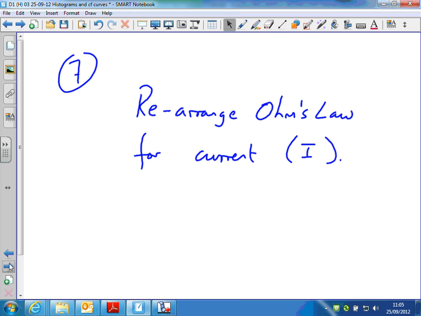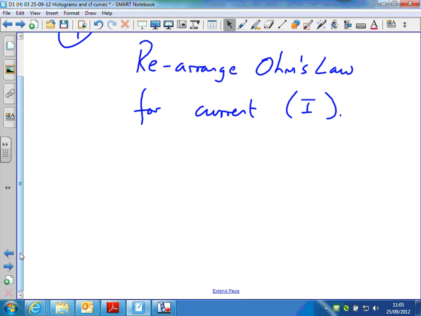Final question. Rearrange Ohm's law for current. Anybody remember Ohm's law? V equals IR. How do I rearrange that for current? I equals V over R, yes. What I do is, and this is leading into something we may touch on today, I have to make I the subject. So focusing in now on this question, please, okay?